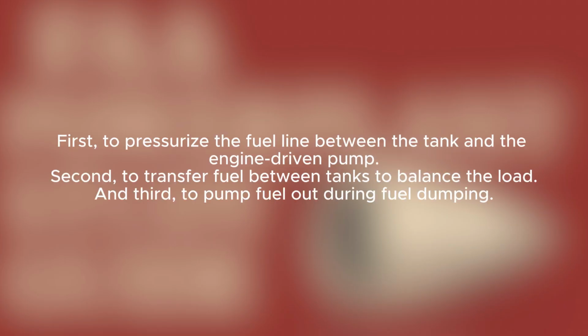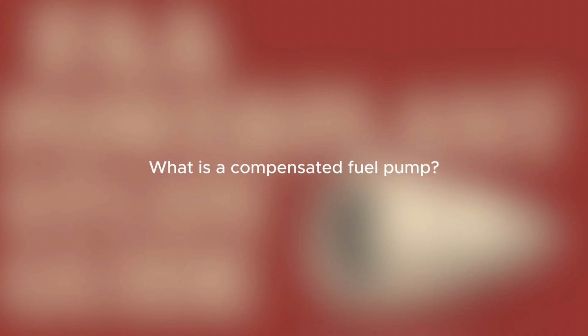What are the three main functions of a boost pump in jet transport aircraft? First, to pressurize the fuel line between the tank and the engine-driven pump. Second, to transfer fuel between tanks to balance the load. And third, to pump fuel out during fuel dumping. What is a compensated fuel pump? It's a pump that automatically adjusts to outside air pressure, keeping fuel pressure a set amount higher than ambient pressure.